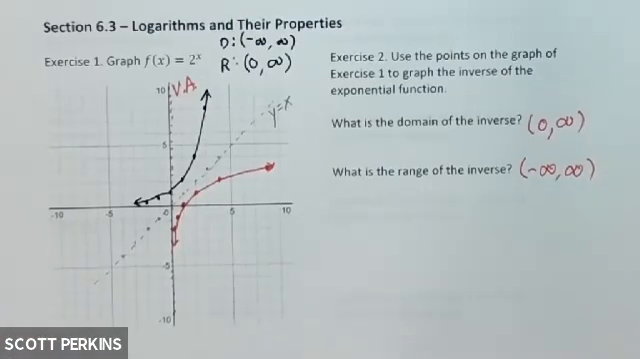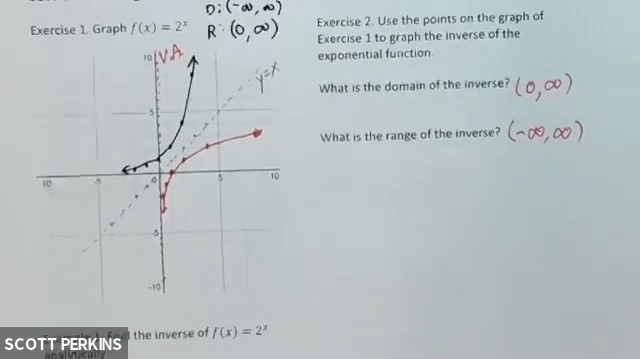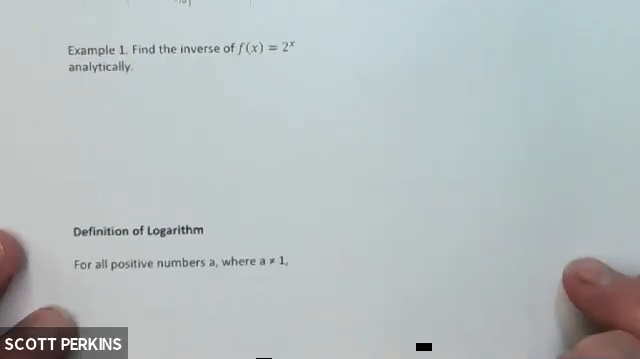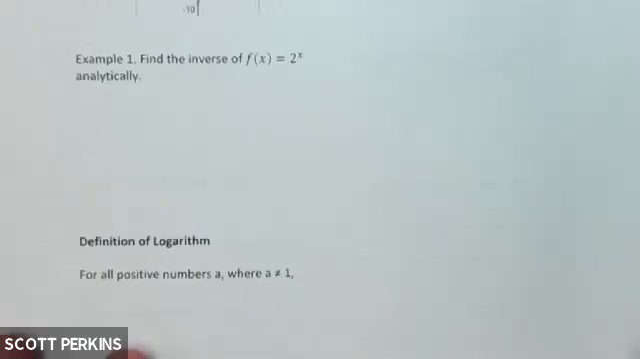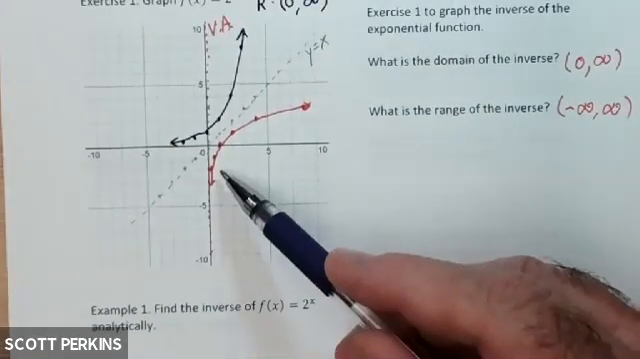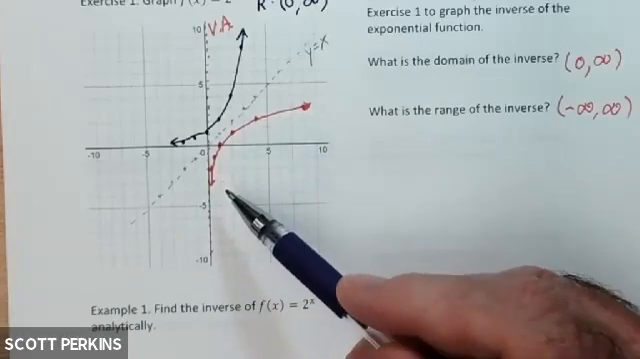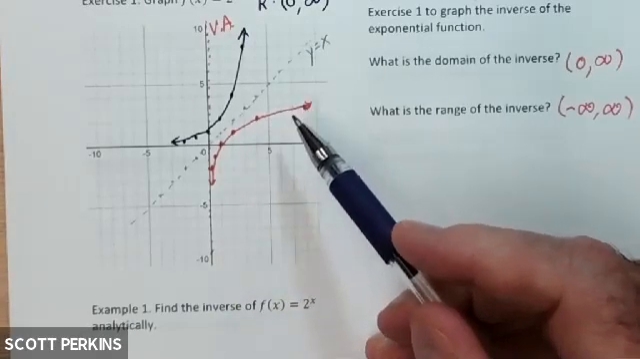So we're building familiarity. We talked about the exponential graph, and now we have graphed its inverse because it's 1 to 1. So now the next thing I'm going to do is step through the same things we did when we first started talking about the inverse. In example 1, I'm going to walk along with you here, and we're going to find the inverse of f of x equals 2 to the x power analytically. So what I want to know is what is the function that describes this red graph. We've not seen anything like this. Okay, well, that's a great question.